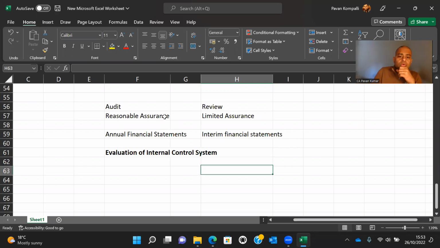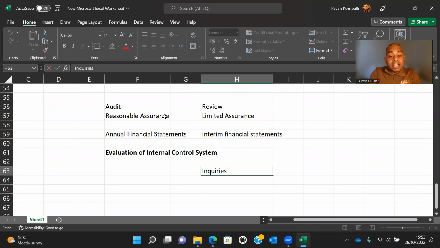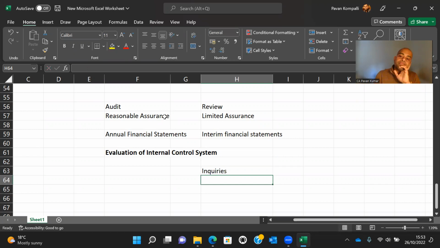So in review engagement, normally what we do is go for inquiries. We inquire of the management and we inquire of the employees. We obtain confirmations. Based on that, we complete the assignment. Thorough evaluation of internal control systems will not be there. I'm not saying it is namesake, but you will not dig in detail.